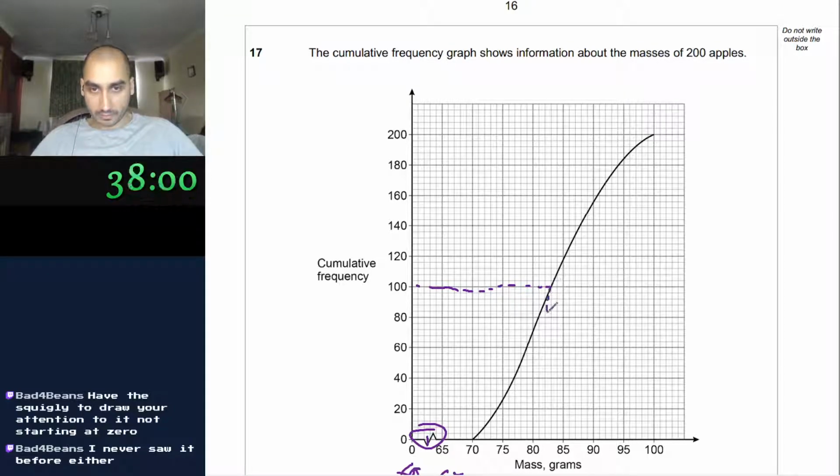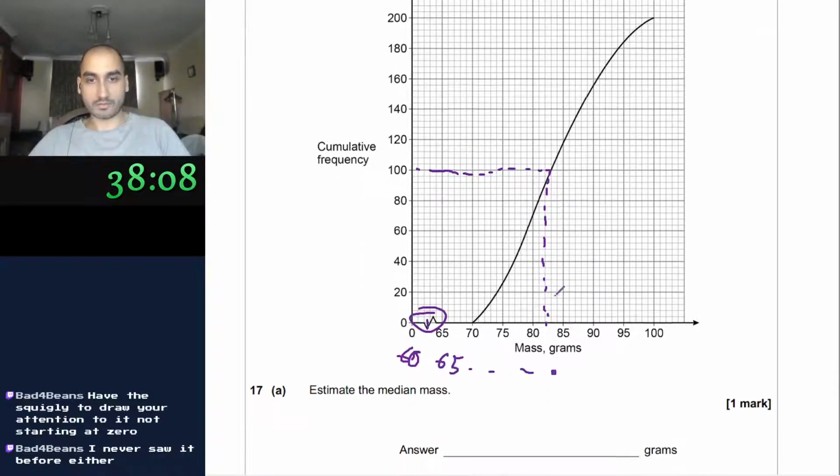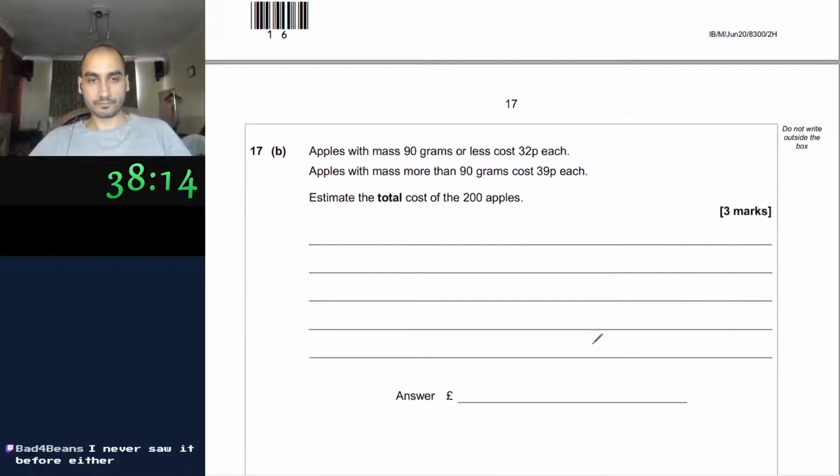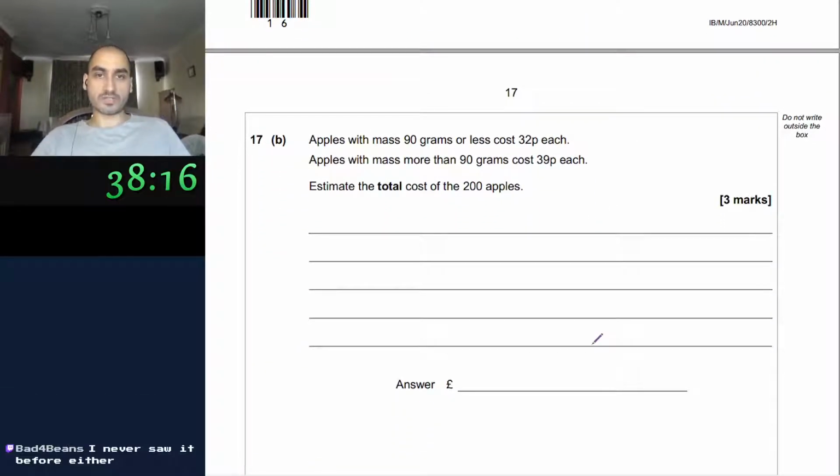Alright, so it's 83 grams. Apples with mass 90 grams or less cost 32p each. Apples with mass more than 90 grams cost 39p each. Estimate the total cost of the 200 apples.